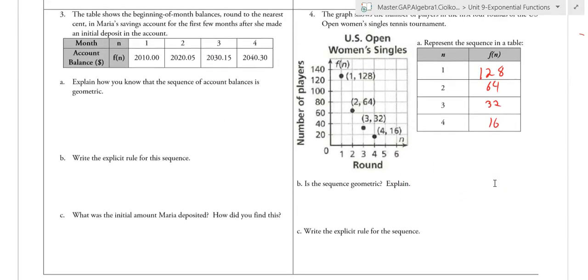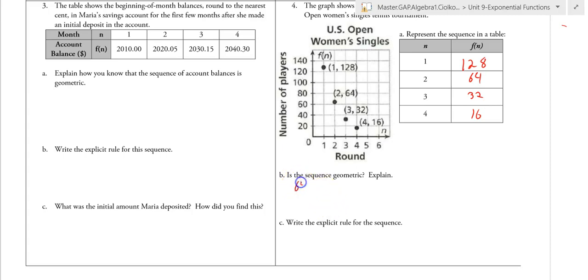So is it geometric? I'm checking. Second term divided by the first term, that's going to give me 0.5. Third term divided by the second term, I also get 0.5. So yes, this one is geometric. And in fact, r is equal to 0.5. Or if you want it as a fraction like we've seen before, you can write it as 1/2.